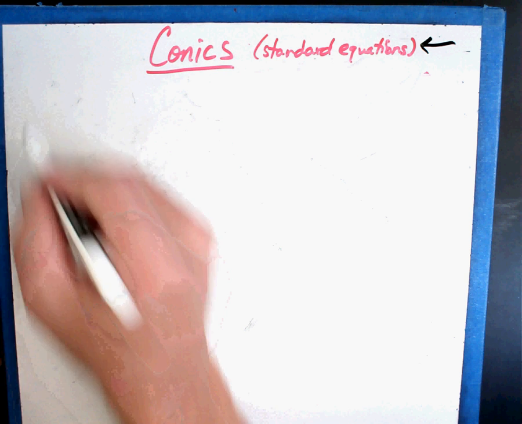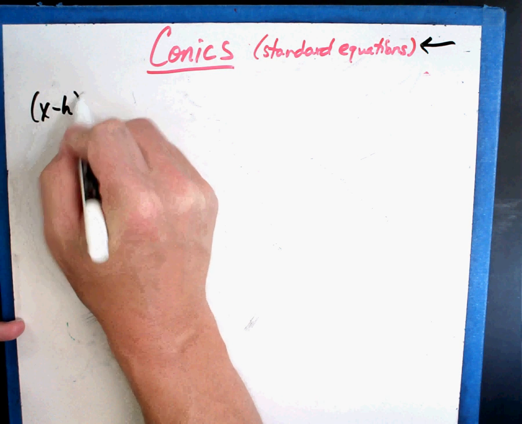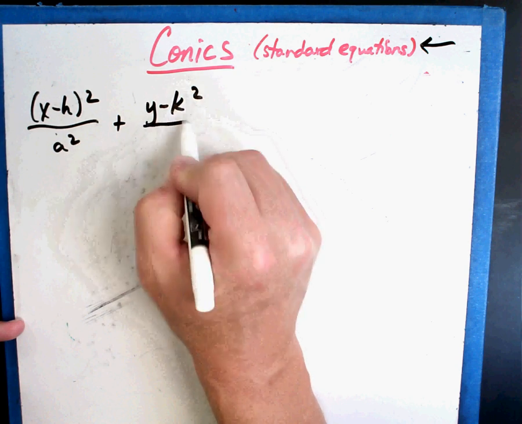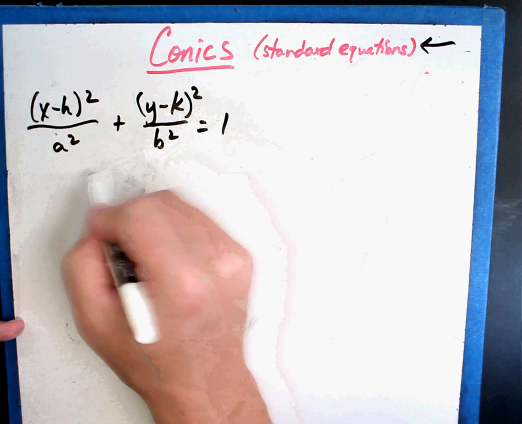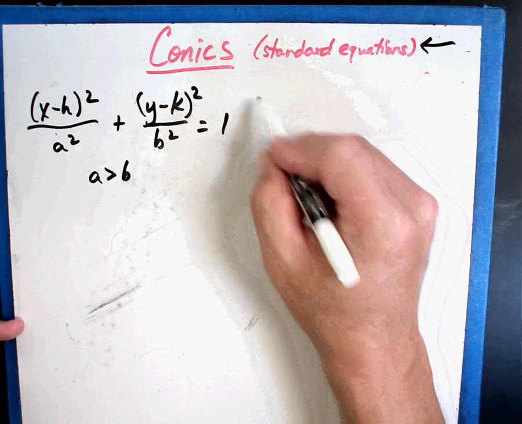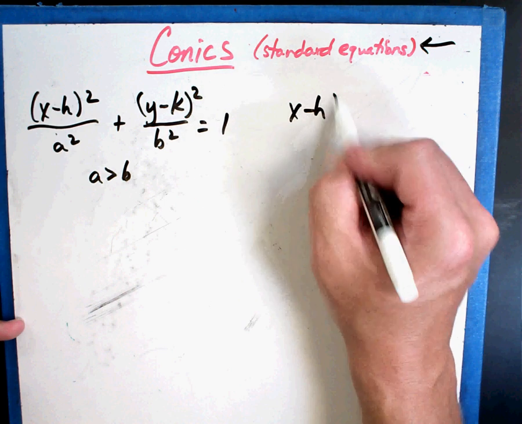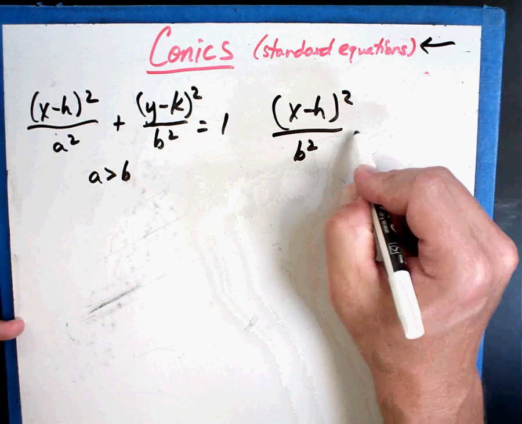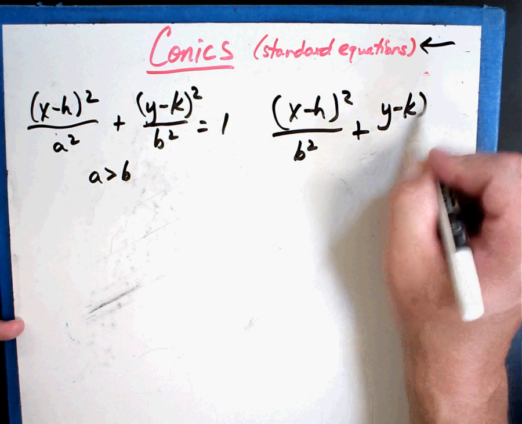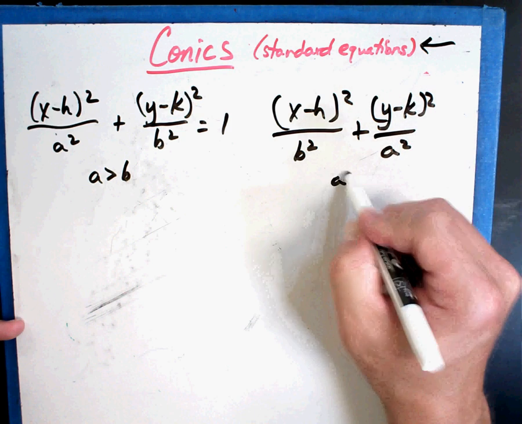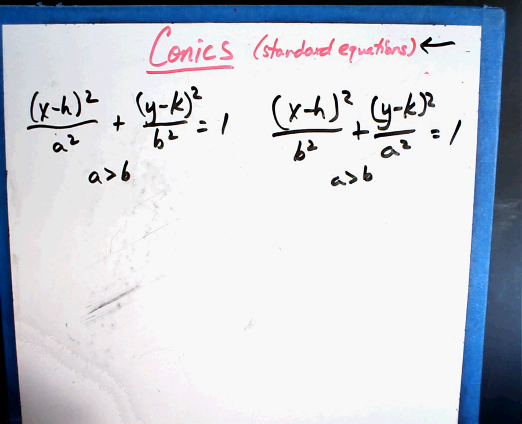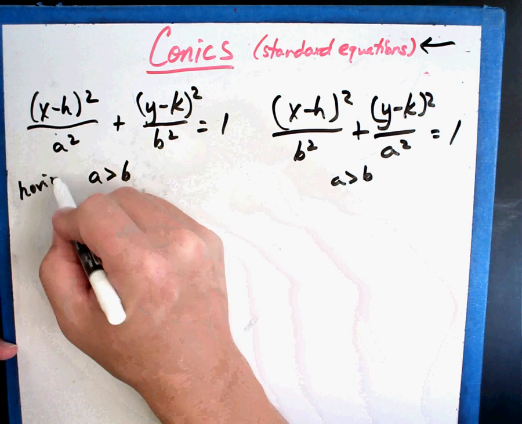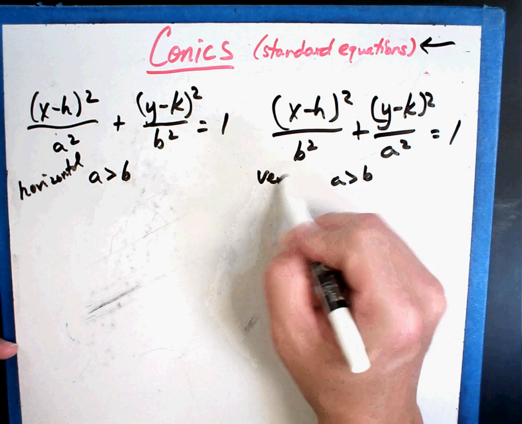Let's do an ellipse next. x minus h squared over a squared plus y minus k squared over b squared equals 1, with a greater than b. Where the other one was x minus h squared over b squared. I'm just taking this right out of the notes that you have. And again, a is greater than b, and they both have to equal 1. Now that's tricky here. This is the horizontal version, and this is the vertical.